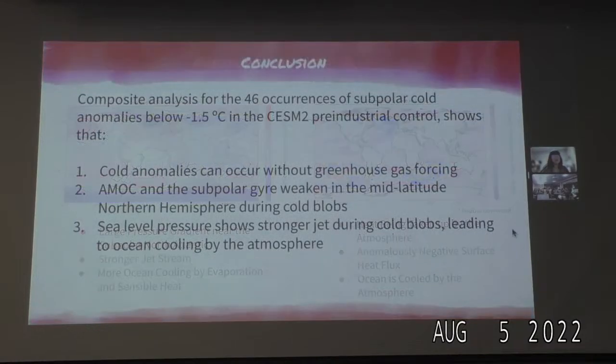So in conclusion, for the composite analysis of the 46 occurrences, we can see that cold anomalies can occur without greenhouse gases. AMOC and the subpolar gyre weaken in the mid-latitude and northern hemisphere during these cold blobs, and sea level pressure shows stronger jet streams during cold blobs, which leads to ocean cooling by the atmosphere.